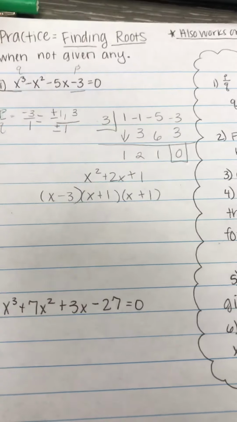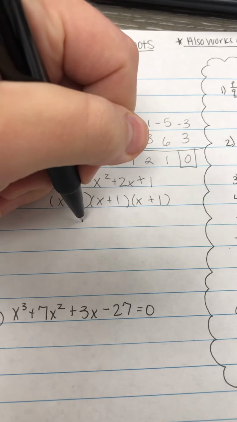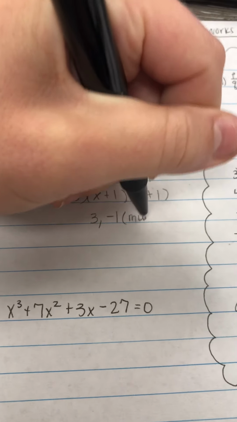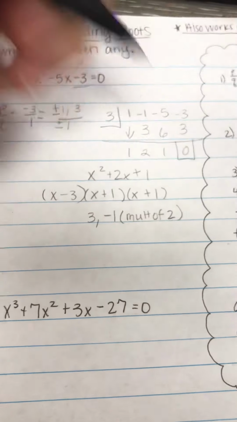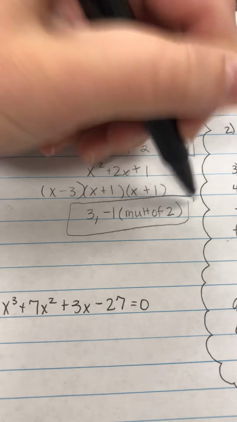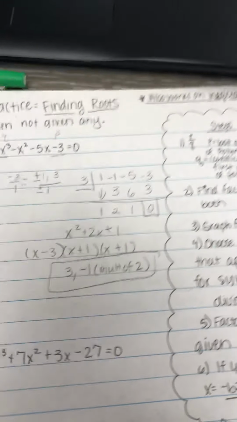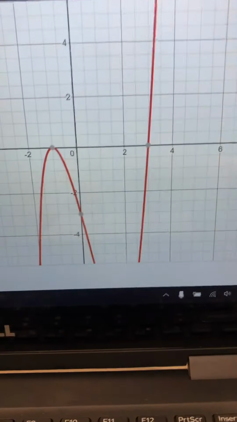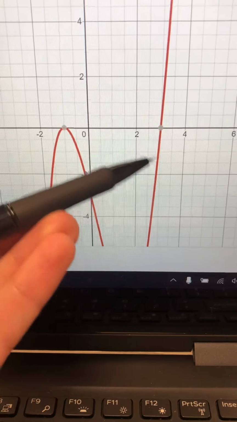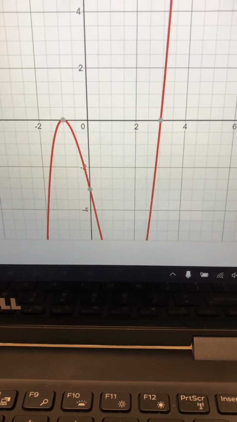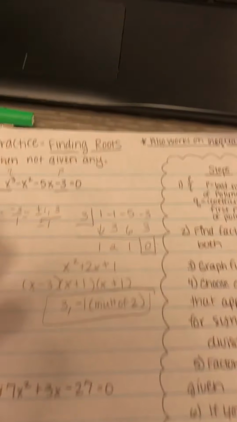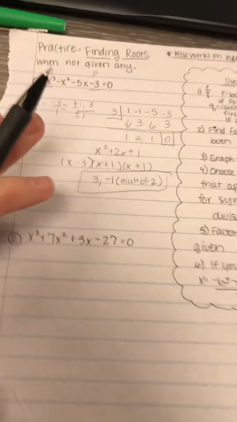So my zeros, or my roots, would be 3 and then -1 twice. So I'm just going to put multiplicity of 2 there. All right, and that is how you end up finding your zeros. You can check by graphing it. You can see that it bounces off -1, so we will have a multiplicity of 2 there and a multiplicity of 1 at x equals 3. But this isn't always just as easy as graphing it and looking, and you do have to be able to do it mathematically. So that is why we are learning this here.